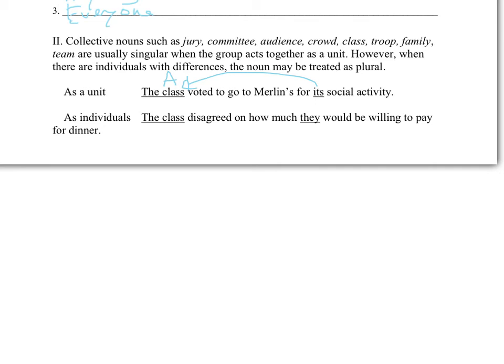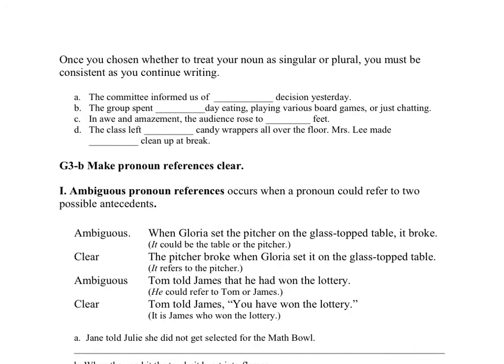Look at the next example. The class disagreed, they're not one anymore, on how much they would be willing to pay. Here, class is being treated as plural. All right. Now, once you've chosen whether to treat your noun as singular or plural, you must be consistent as you continue writing. The committee informed us of its decision yesterday because the committee is acting as one group.